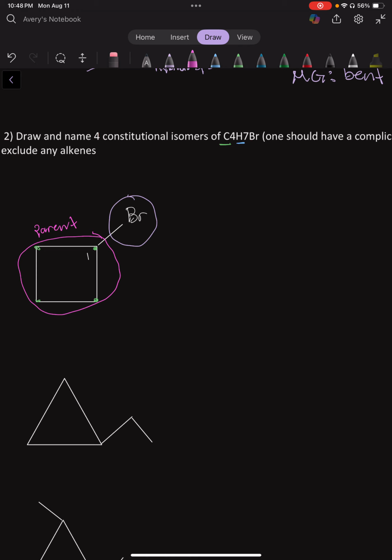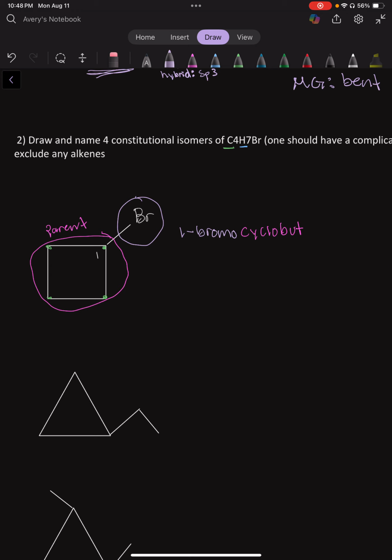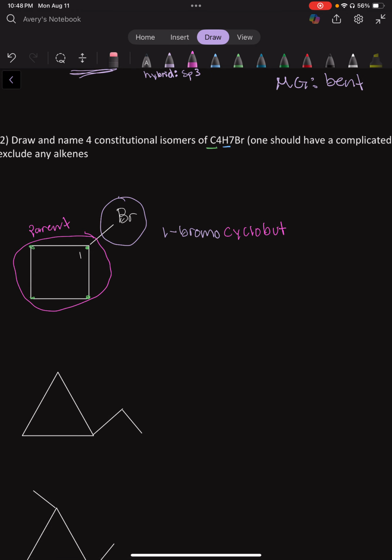So our parent, as I've already been saying, is going to be cyclobutane. And then our branch is bromo because we have one bromine and it's located at 1, so we do 1 dash bromo. Since there are no functional groups on this isomer, we end the name in A and E, so it gives us 1 dash bromo cyclobutane. Yes, making sure I spelled that correctly.